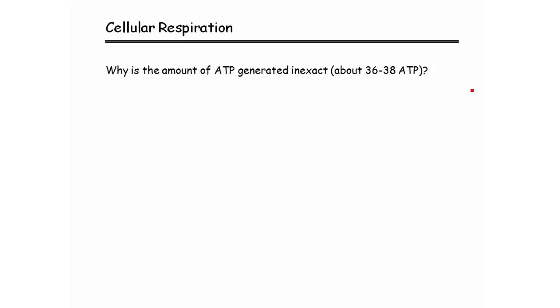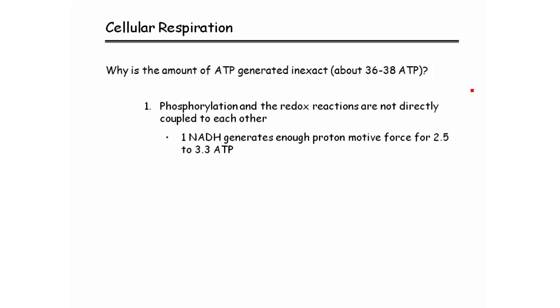Okay, now that we've talked about the whole process of cellular respiration, let's talk a little bit more about why we have an inexact number of ATPs. We've been saying a maximum of 38 ATPs, and we've talked about one reason why it varies a little bit. But there are several reasons. First off, the phosphorylation and the redox reactions are not directly coupled to each other. What this means is that the NADHs may be passing their electrons in one location, and the ATP synthase is working in another location. So when those hydrogen ions are pumped across the membrane by the electron transport chain, they don't turn around and flow immediately right through the ATP synthase.